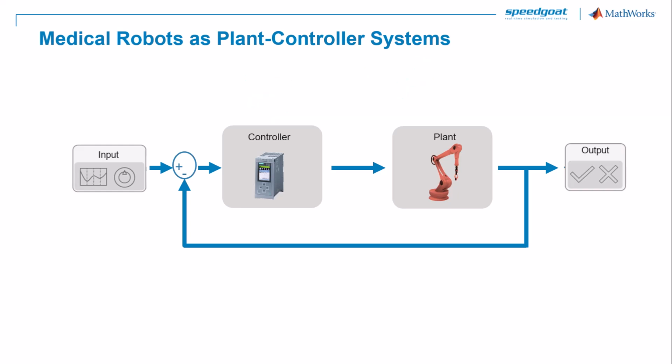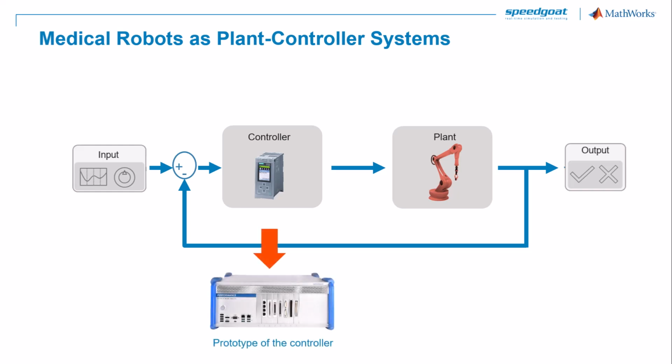During development, you can use the Speedgoat real-time target machine as a prototype controller and refine your algorithm controlling the real system. This is called rapid control prototyping.